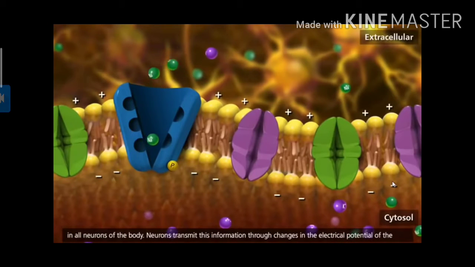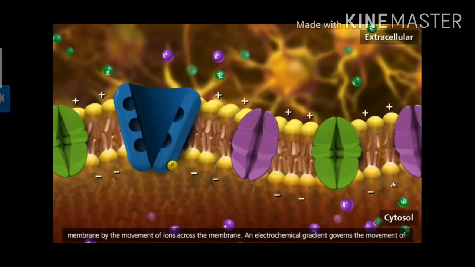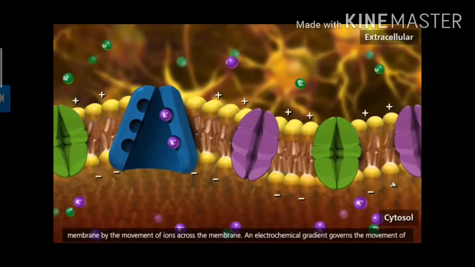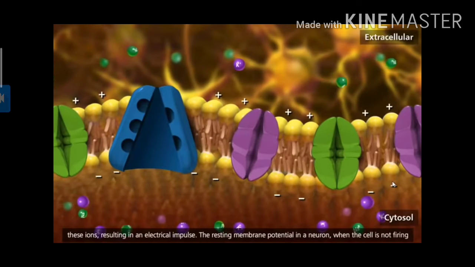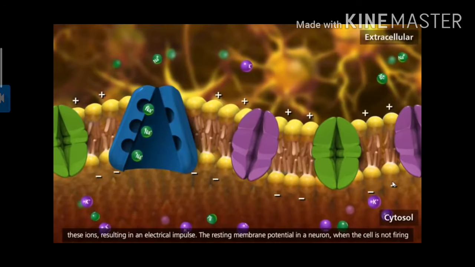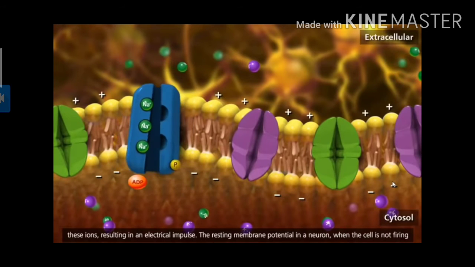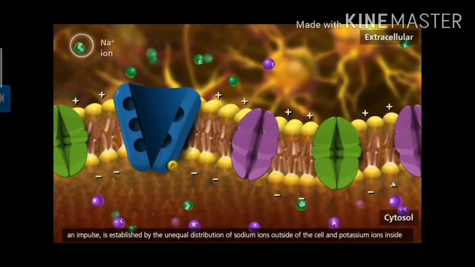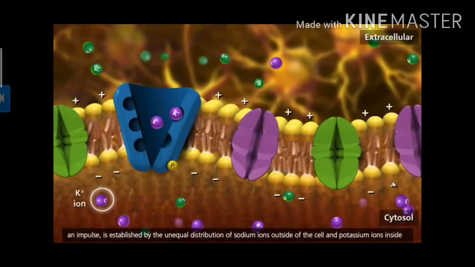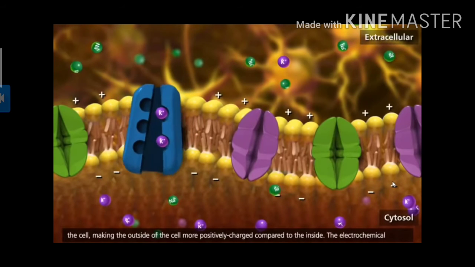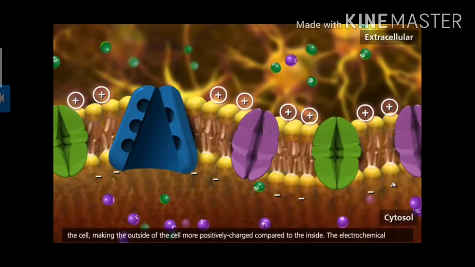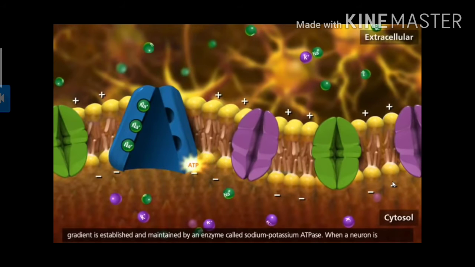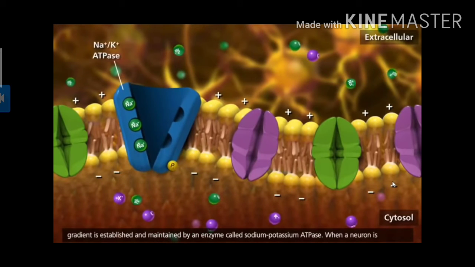Neurons transmit this information through changes in the electrical potential of the membrane by the movement of ions across the membrane. An electrochemical gradient governs the movement of these ions, resulting in an electrical impulse. The resting membrane potential in a neuron, when the cell is not firing an impulse, is established by the unequal distribution of sodium ions outside of the cell and potassium ions inside the cell, making the outside of the cell more positively charged compared to the inside. The electrochemical gradient is established and maintained by an enzyme called sodium-potassium ATPase.